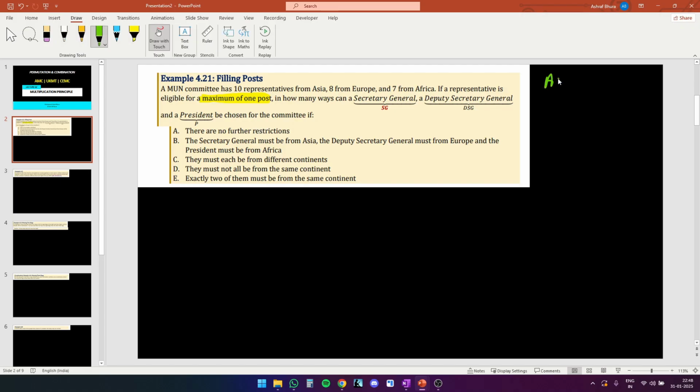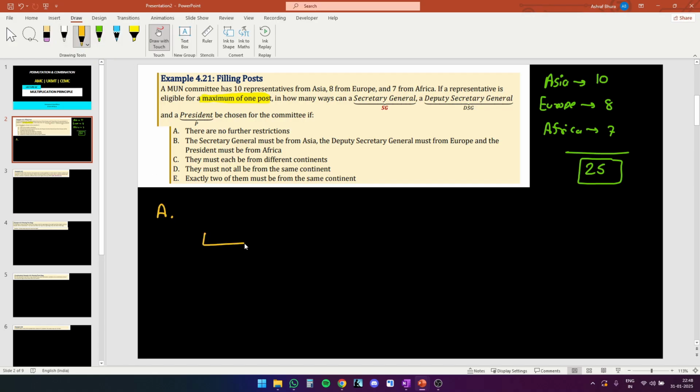From Asia, there are a total of 10 representatives. From Europe, there are 8 representatives, and for Africa we have 7 representatives. So in total we have 25 people. Now we need to select a secretary general, a DSG, and a president, and there are no restrictions. So let's start with the first part.